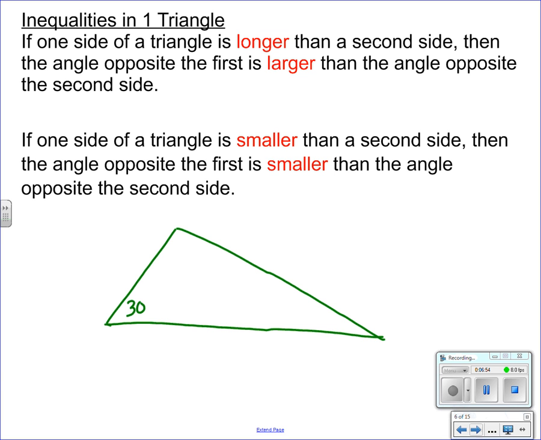This is 30, this is 50, they have to add up to 180, so therefore that's 100. Triangle A, B, C. How the length of those sides would go is the length of the side opposite the largest angle is the largest side. So AC is the largest side. The smallest side would be BC. So BC would be less than the next side, AB, and then the last side would be AC.